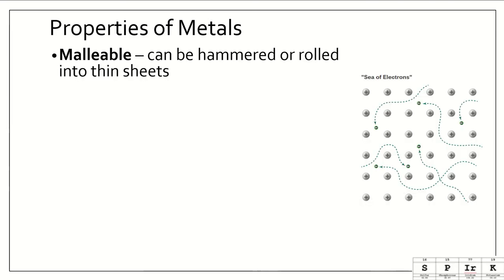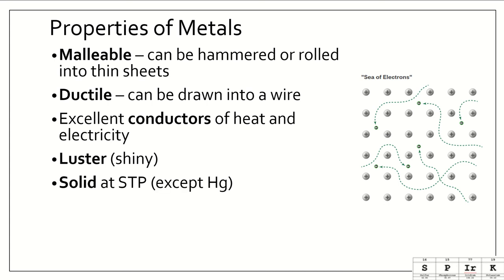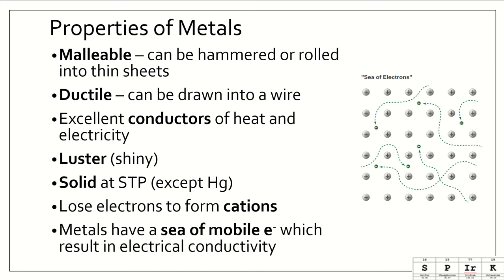Properties of metals. Metals are malleable, which means they can be hammered or rolled into sheets. They are ductile, which means they can be drawn into a wire. They are excellent conductors of heat and electricity. They have luster, which means they are very shiny. And they are solid at room temperature, or STP, which stands for standard temperature and pressure. The only metal that is not a solid at room temperature is mercury. Metals lose electrons to form cations, which we'll talk about later this chapter. And metals have a sea of mobile electrons, which result in electrical conductivity.